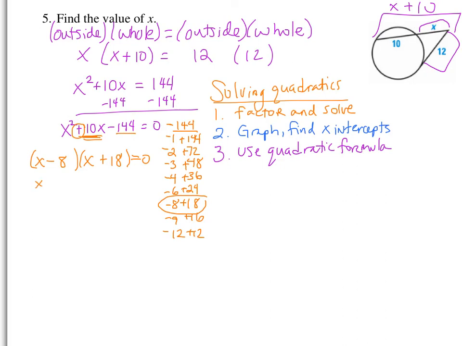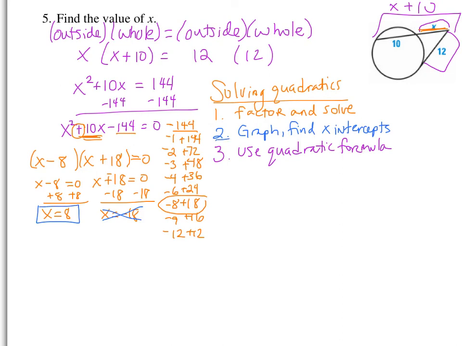So when I set them equal to 0 to solve, I'm going to add my 8 over. So I get x equals 8. For this one, when I have x plus 18 equals 0, then I could subtract my 18 from both sides. So I end up with x equals negative 18. So just like we saw in the other one, because the x is just the length of a side, I cannot have a negative length, so my x would equal 8.